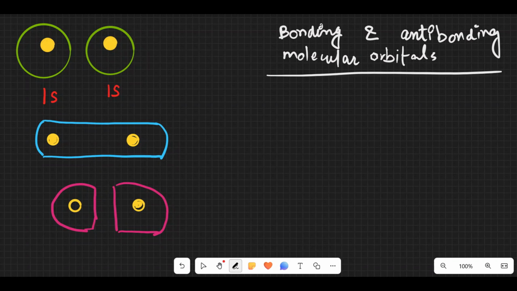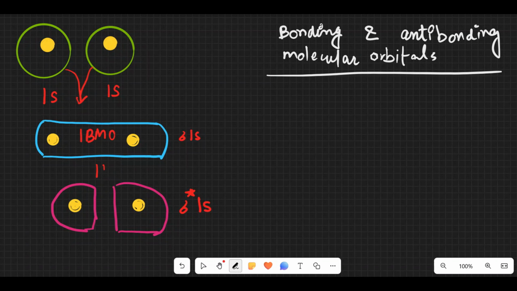These two orbitals are formed by the combination of two atomic orbitals of different atoms, and you can see the space that is present in the anti-bonding molecular orbital, that is called a node. The bonding molecular orbital is sigma 1s, and the anti-bonding is sigma star 1s. The energy of anti-bonding is higher than the bonding molecular orbital, that is why it is shown with a star.